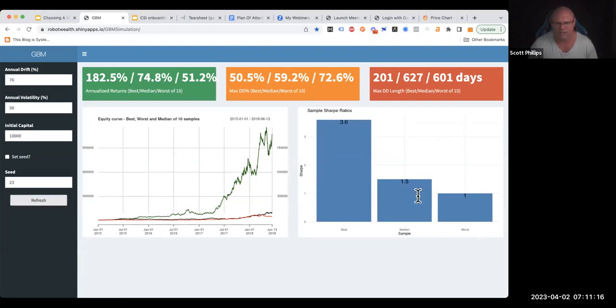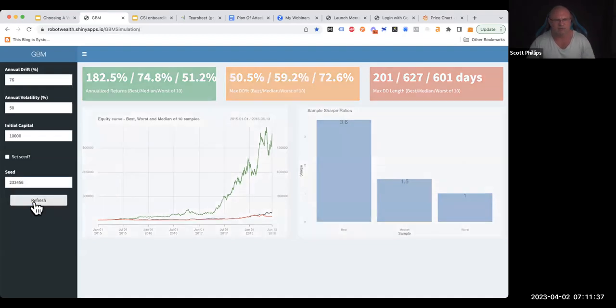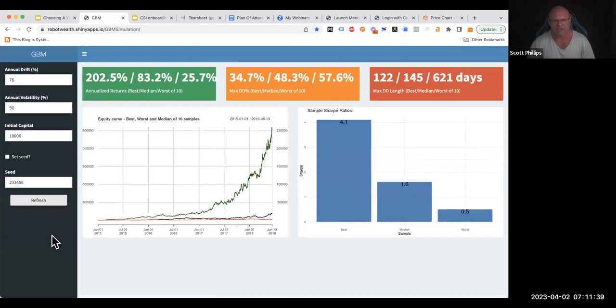Is everyone cool with this? This is what's called a geometric Brownian motion simulation, and the seed is a start for the random number generator. So the seed just makes it random. So just pick a random number. It could be anything. I just whack in the numbers and we get a different result.